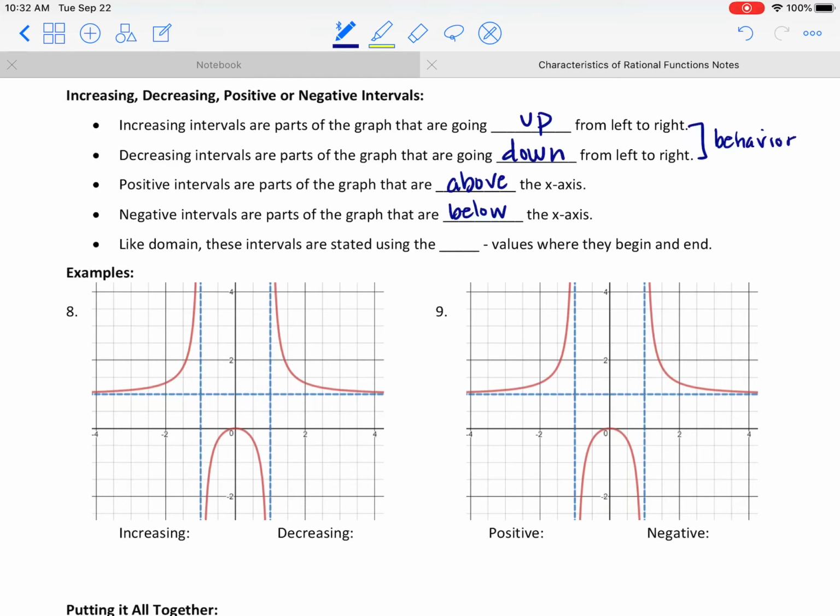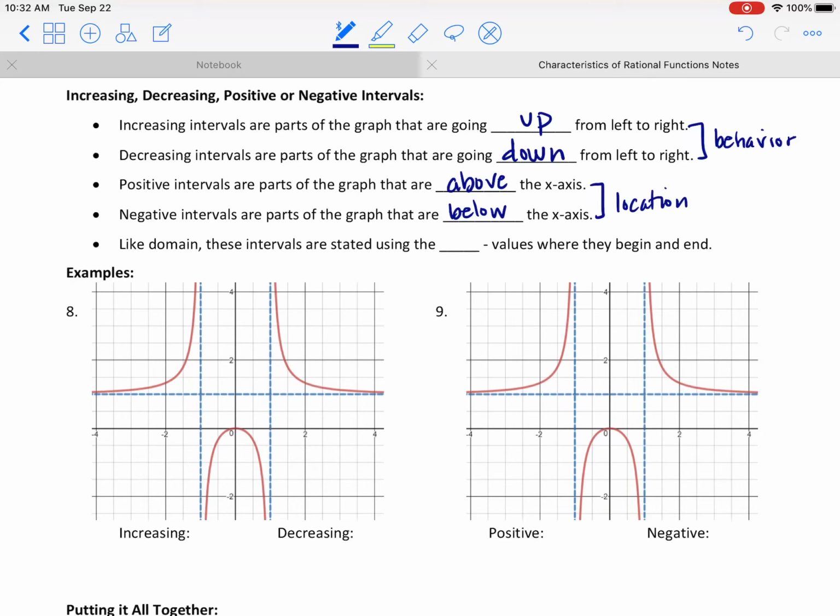So increasing and decreasing have to do with behavior. What's happening to the graph? Is it going up? Is it going down? And the positive and negative is really just about location. Is it above the x-axis or below? So we've got to be really careful to distinguish. Now, the concepts themselves still really aren't that bad. We just have to make sure we accurately give the answer.